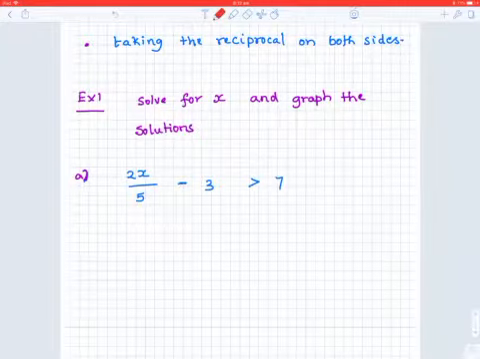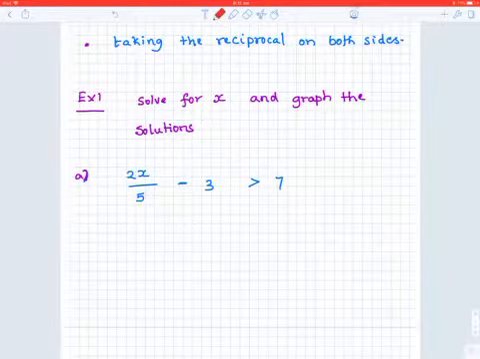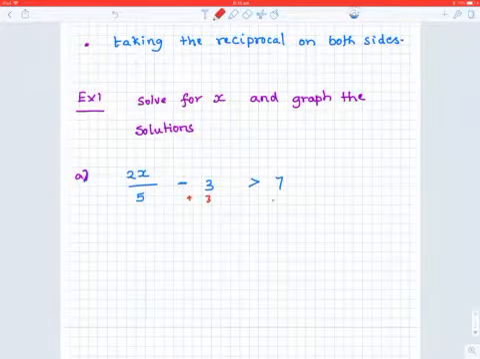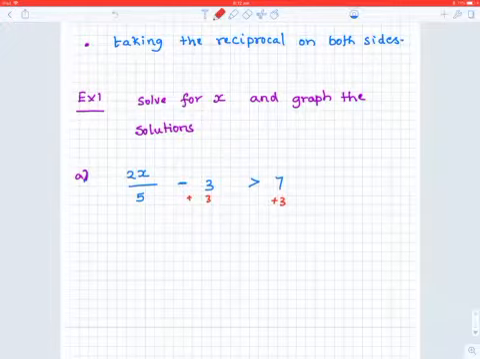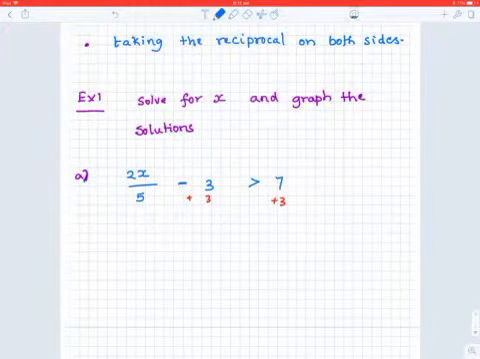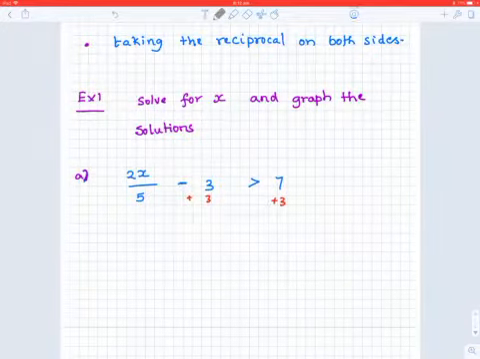Now, the first question: solve 2x divided by 5, take away 3, more than 7. We are going to do exactly the balancing method, but we stick with the inequality sign. The last thing we do before the greater than sign is minus 3, and the opposite of minus 3 is plus 3. So I do plus 3 on both sides. When I do that, the inequality is not going to change. That's the whole point.